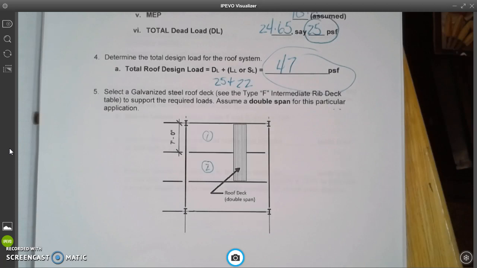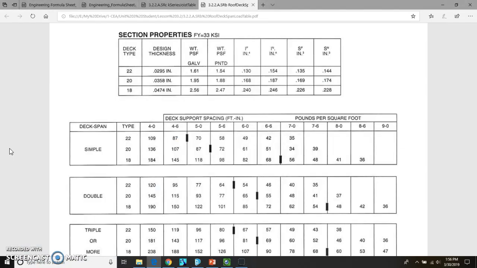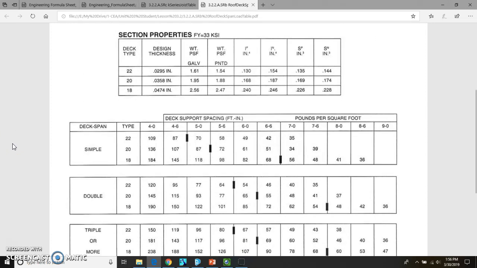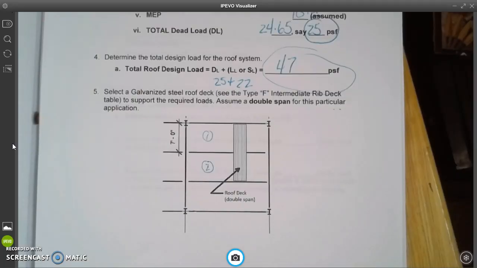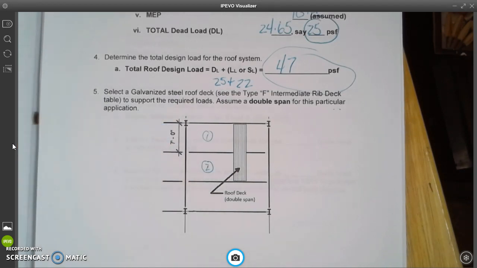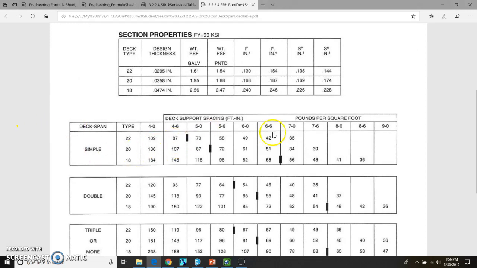Now, in your package of stuff, you have this table right here. I'll scroll up so that you can see it. That's what it says at the top. It says that this is a type F intermediate rib deck. And what it wants us to do, we know from our drawing, I'll go back to that for a second, that this span is 7 feet right here. So that's what we're going to use in this area. So the first thing is we're going to look up our deck span. Each span goes 7 feet. So I'm going to go to this column right here.